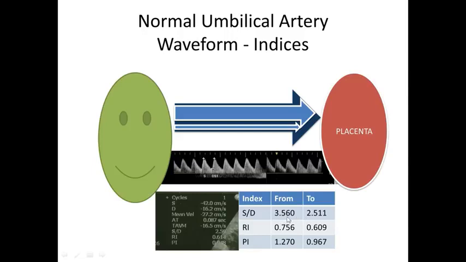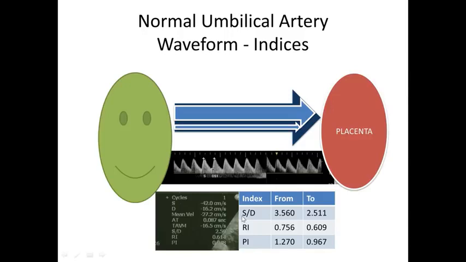However, this value decreases as we approach term. It decreases as pregnancy advances. So in the third trimester, for example, I would consider 0.6 a normal value. I would consider 0.7 a high resistance in the third trimester, although it is still within normal. But this means that the pressure in the placenta did not decrease as expected.